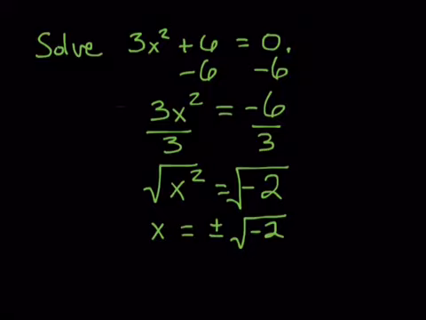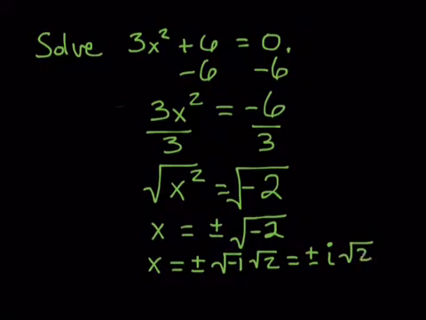Okay, and then finally, I need to make sure that this square root is fully simplified. So this would be plus or minus, and then this is imaginary, so this is going to be square root of negative 1 times square root of 2, and that's plus or minus i times the square root of 2. And then square root of 2 is fully simplified. There are no perfect square factors of 2. So my two answers would be plus or minus i square root 2.